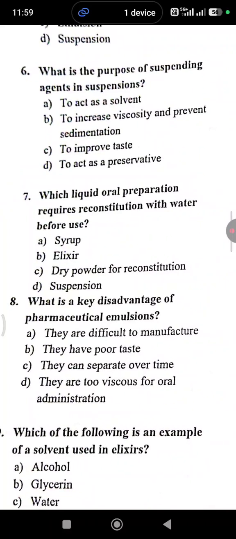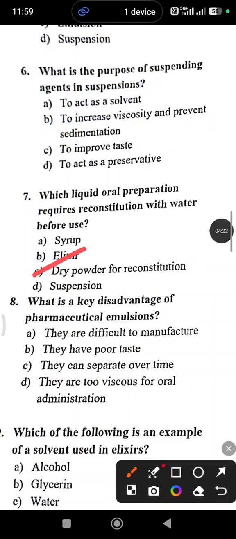Let's go to question number 7. Which liquid oral preparation requires reconstitution with water before use? Option A, syrup. Option B, elixir. Option C, dry powder for reconstitution. Option D, suspension. So the right answer for question number 7 is option C, dry powder for reconstitution.